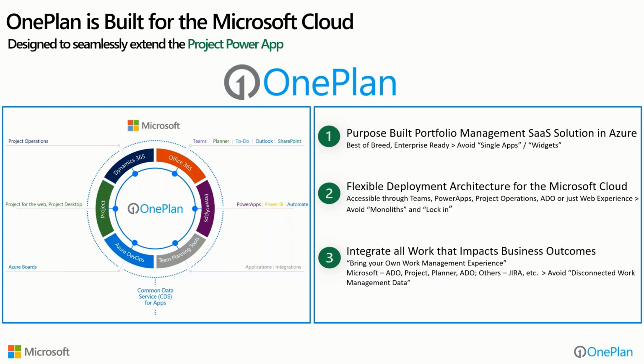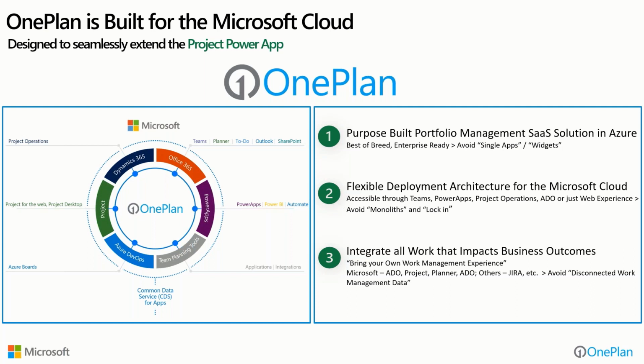So bringing in work from a variety of different sources, and in that Microsoft graphic on the left, we see things like Project for the Web or Project Desktop. We see Planner, we see SharePoint tasks, we see Azure Boards from Azure DevOps, etc. All those work sources can be actually brought into the Power App by leveraging OnePlan. It's purpose-built portfolio management capabilities to extend in the Microsoft Cloud and Azure. It is a solution. It's not a set of plugins or widgets that's needed. It's actually a solution that extends the Project Power App.